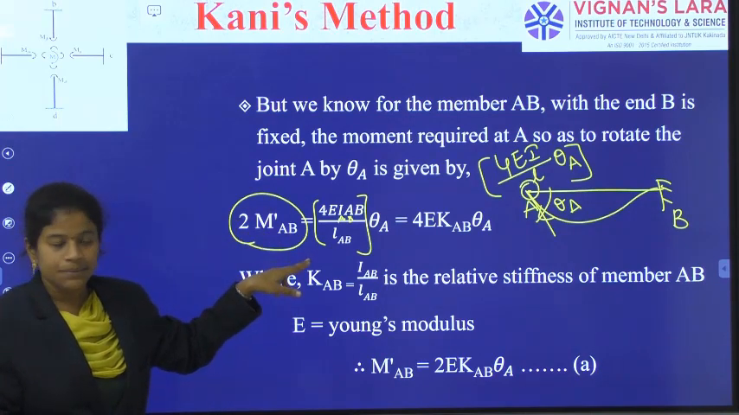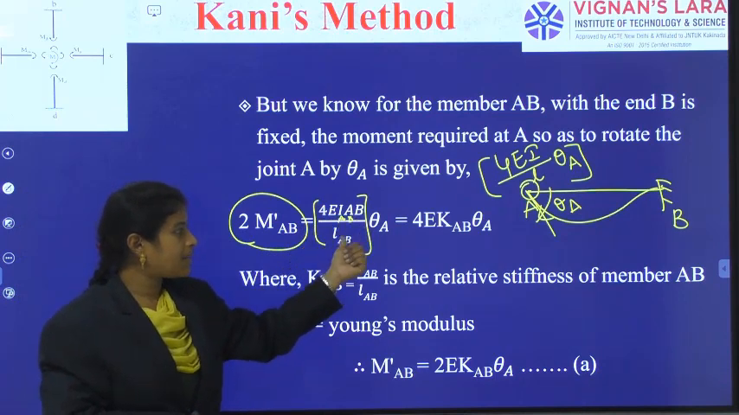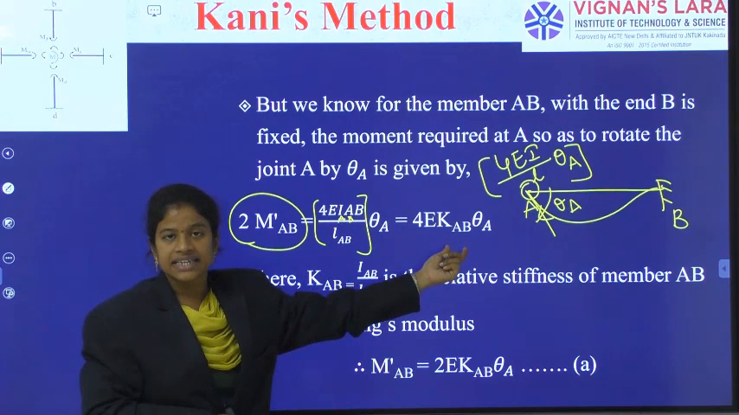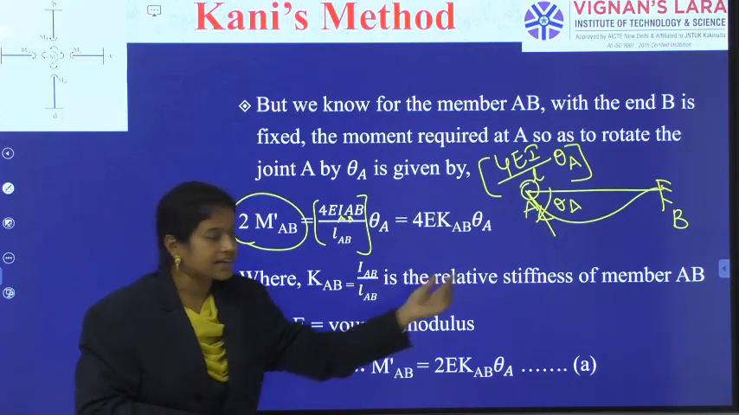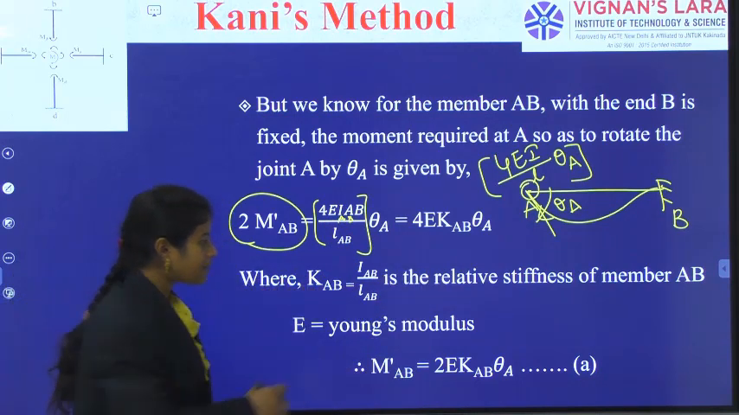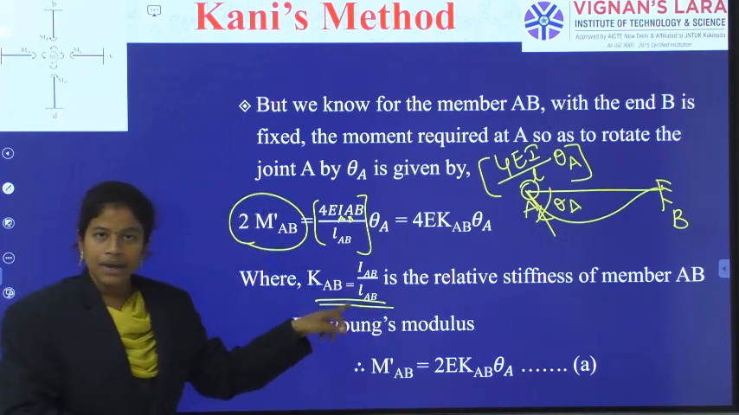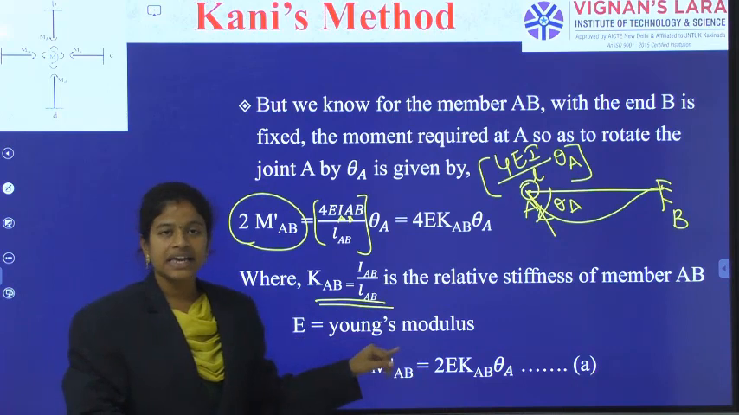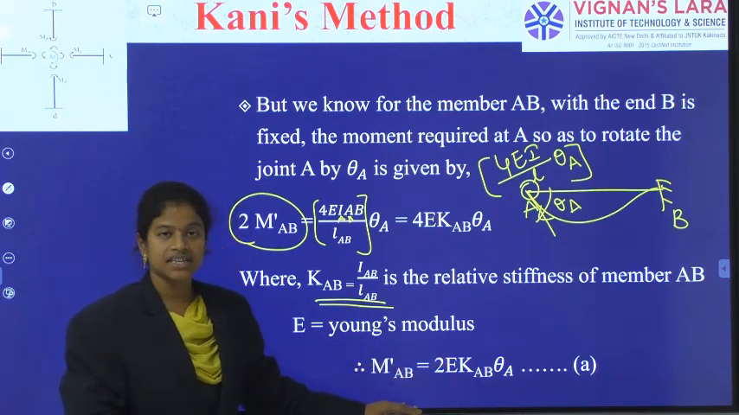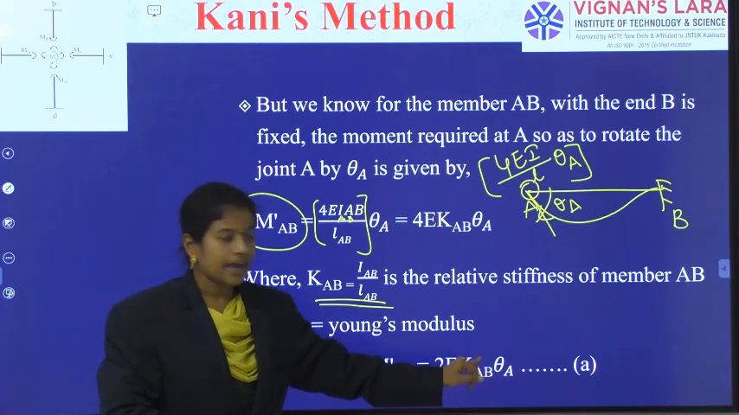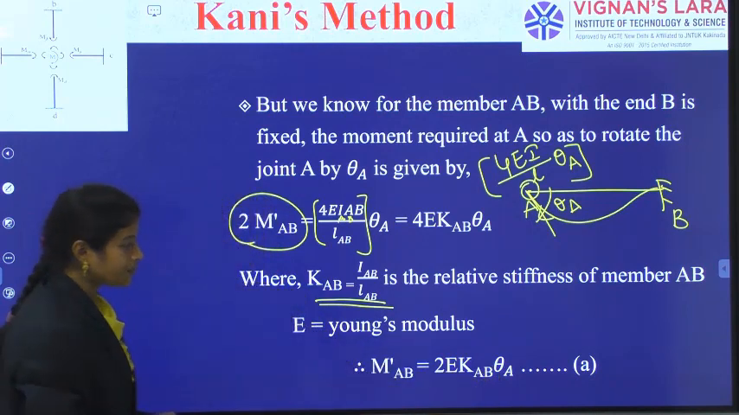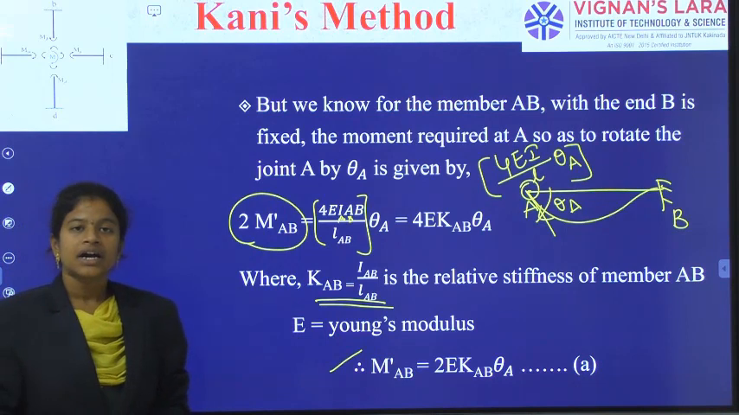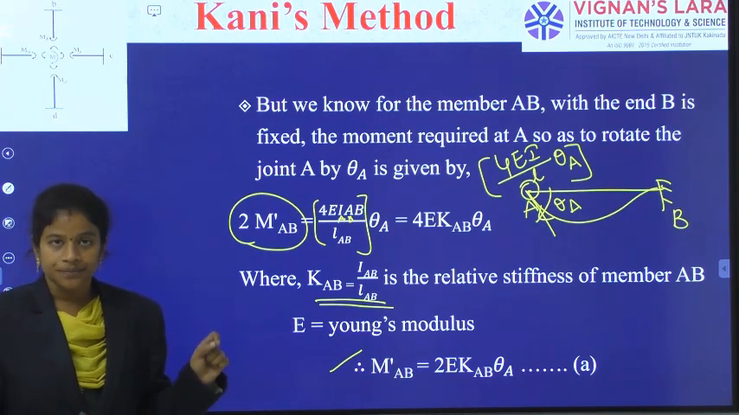So 2M dash AB is equal to 4 EIAB by LAB into theta A, and IAB by LAB I am replacing as KAB. So 4 E KAB theta A, where KAB is equal to IAB by LAB, which is the relative stiffness of the member AB, and capital E is the Young's modulus, and M dash AB is equal to 2E KAB theta A. Okay, so this is the term we came for the rotation contribution moment.